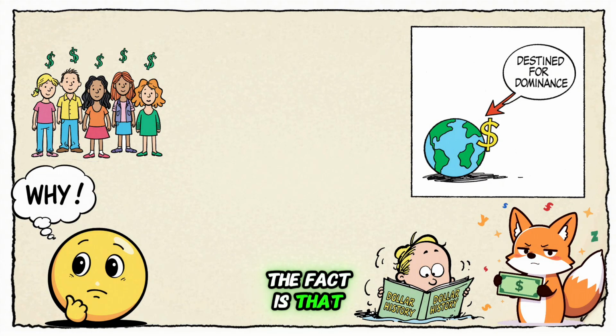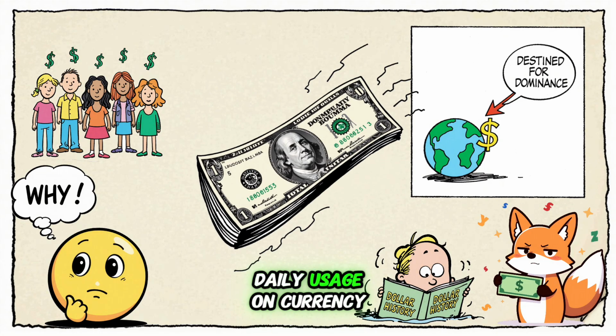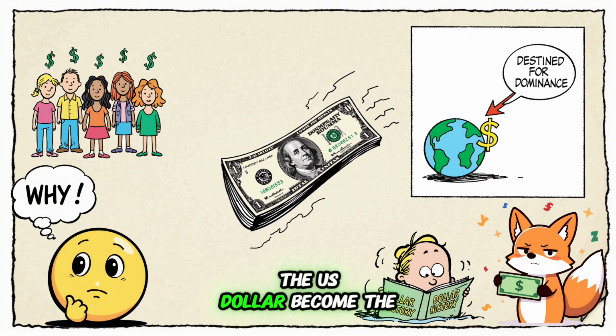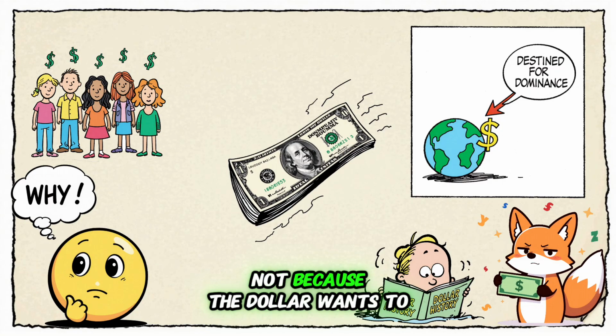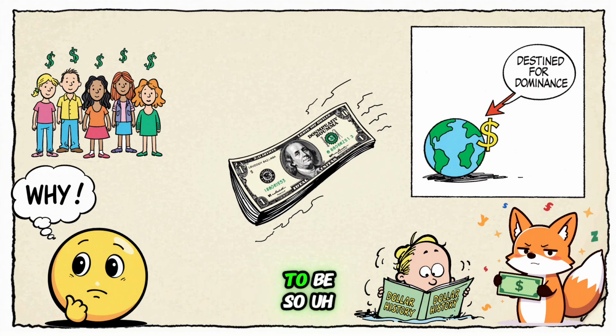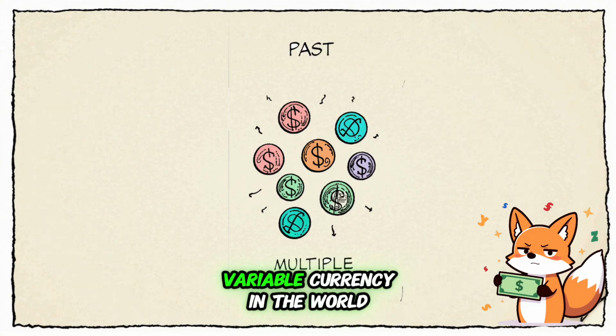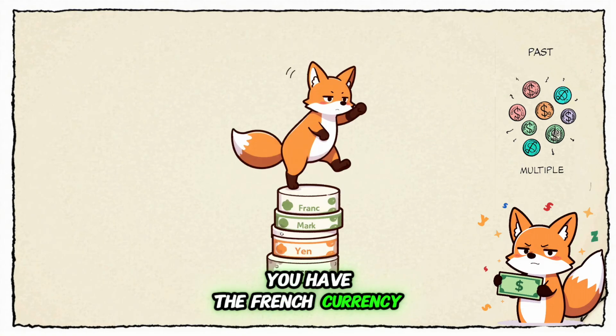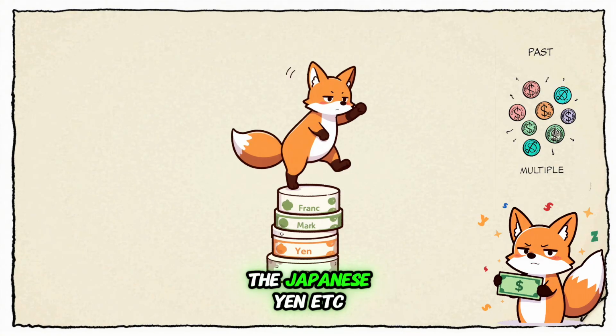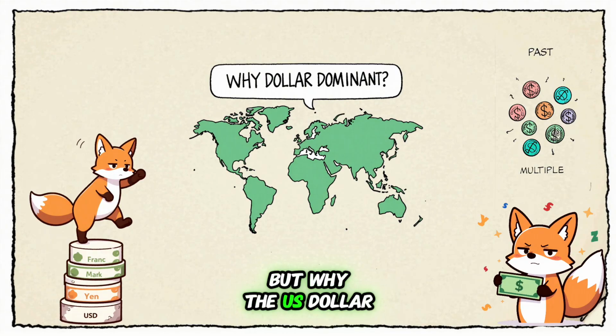Why? The fact is that in the process of our daily usage of currency, the US dollar became the world's currency, not because the dollar wants to become the global currency, but because the world chose it to be so. This might sound a little bit confusing, but let's get back to the ground before ascending. There are many different currencies in the world. You have the French franc, the German mark, the Russian ruble, the Japanese yen, etc. But why did the US dollar become the dominant currency?